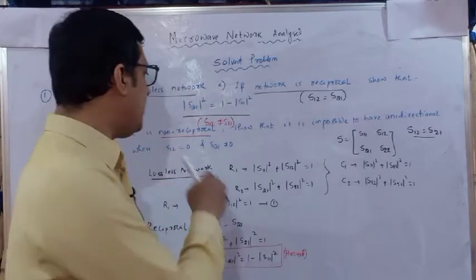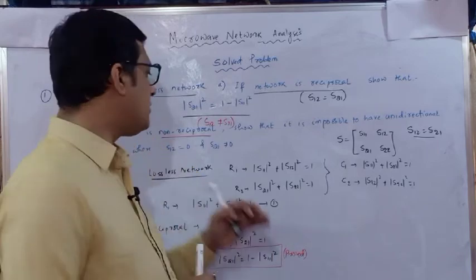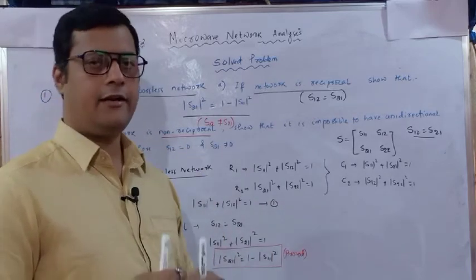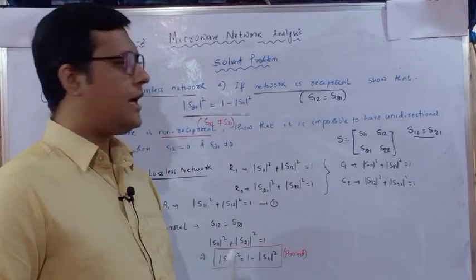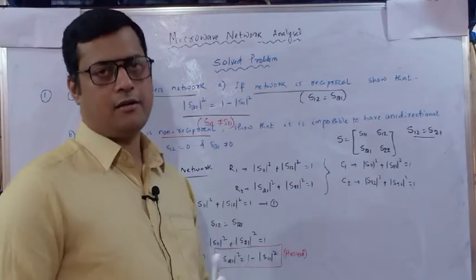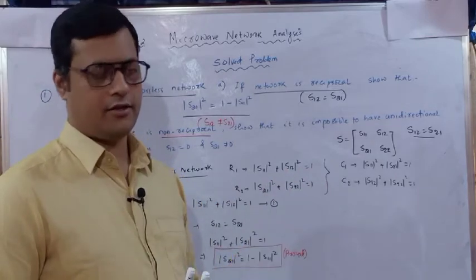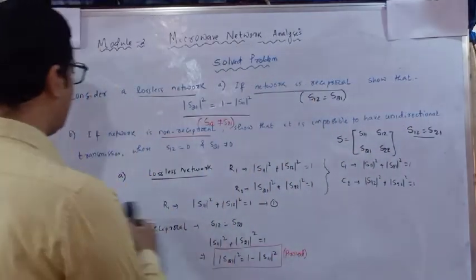According to the given condition, first we have to go through the lossless condition, then we have to substitute this condition there, and then proceed. And we have to justify it is impossible to have a unidirectional transmission, meaning in one direction it is not possible, the other direction is also there. Okay. So let me erase it.